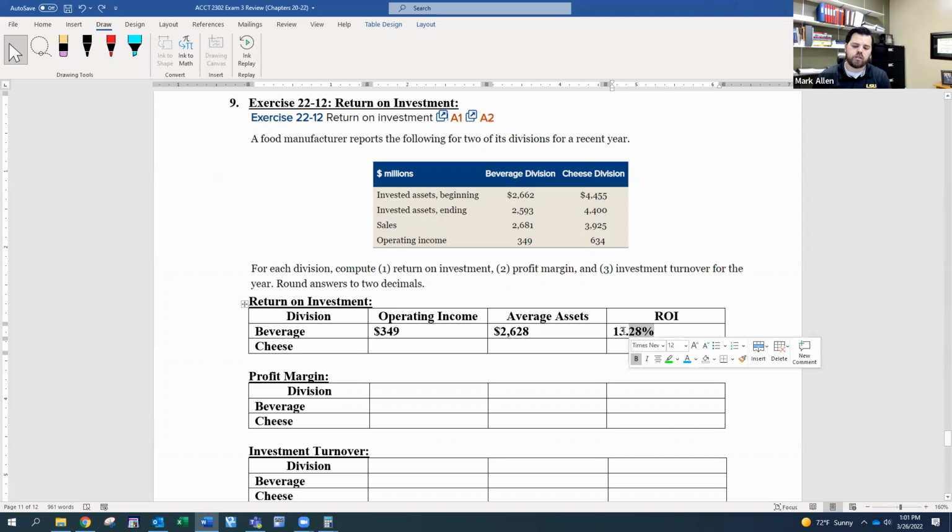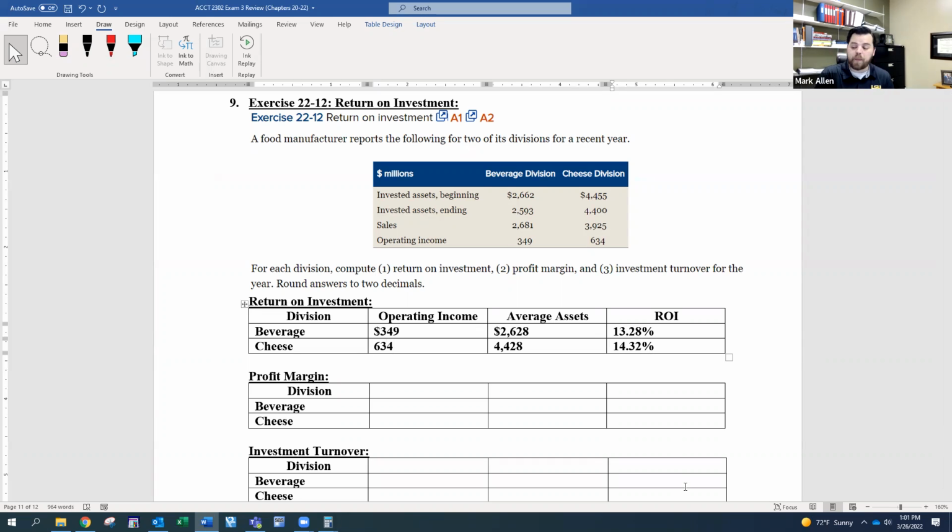And that gives us 13.28%. For the cheese division, we get $634 in income. We have much more in assets though, 4,428, which comes out to a 14.32% ROI.